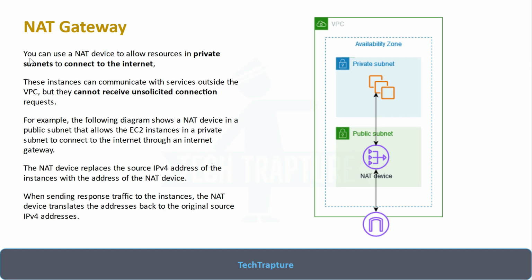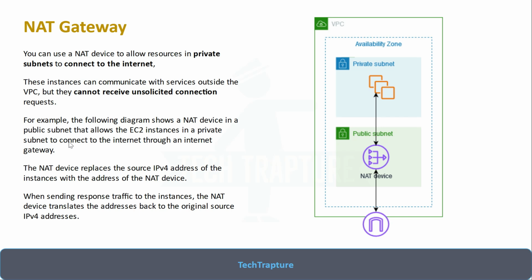Here, you can use a NAT device to allow resources in a private subnet to connect to the internet. The same use case we are stuck in: we have an EC2 instance within our private subnet that wants to connect to the internet. So we can use a NAT gateway. But how can we use it? A NAT gateway instance can communicate with services outside the VPC, but they cannot receive unsolicited connections. It means only outbound traffic will be allowed to the internet.